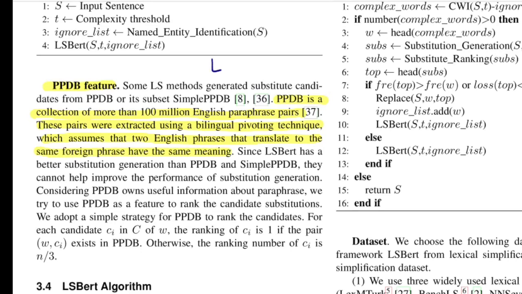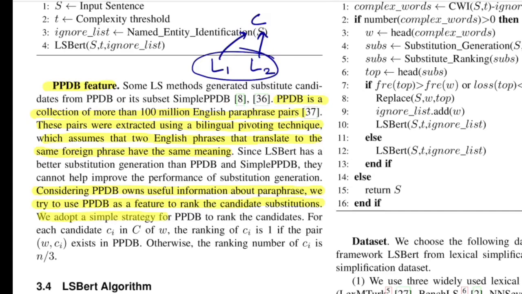So let's say you have a lexical unit L1 and another lexical unit L2, where each of L1 and L2 could be either phrases or words or sentences. If you translate both of them to some common language C, and both of them come out with the same output, then you say L1 and L2 are paraphrases of each other. So this is the core idea behind how the PPDB database was built. Considering PPDB owns useful information about paraphrases, we try to use this as a feature to rank candidate substitutions.